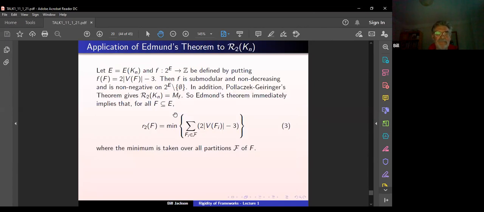Okay, so we define our function f from the subsets of the edge set of our large complete graph by putting f of some subset of edges equal to twice the number of vertices incident to f minus 3, which is the kind of magic Maxwell number. Then it's not so hard to show that this function f is submodular on subsets of E, and it's non-decreasing, and it's non-negative on everything except the empty set. This empty set condition is important because if f is the empty set, then this would be negative. That's 2 times 0 minus 3. So it's important that we allow it to be negative on the empty set.